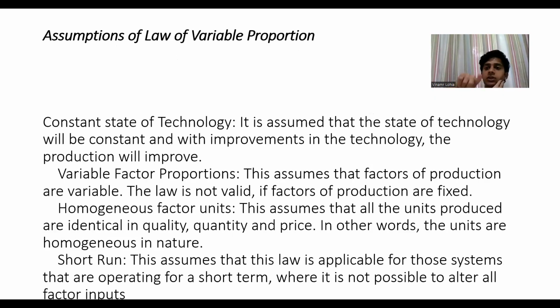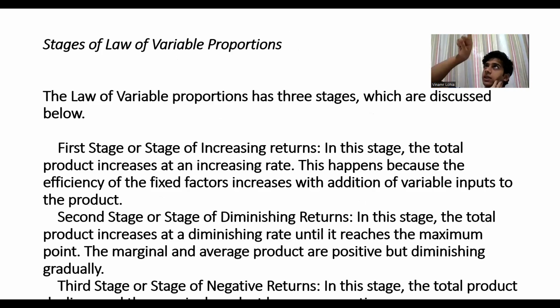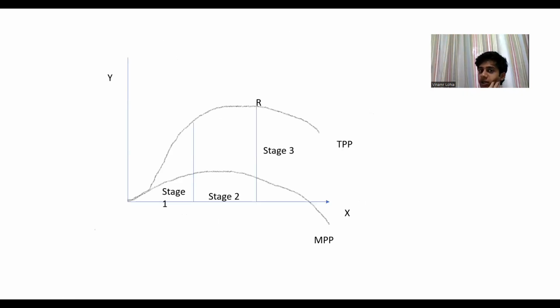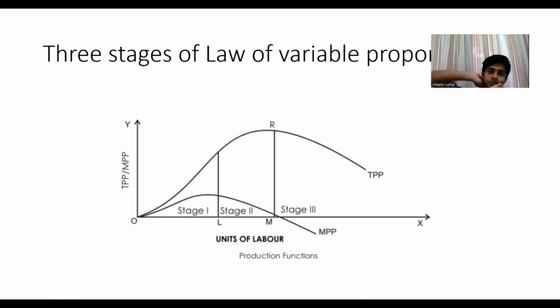So the graph is like this, right? Upwards and then plateaus and then declines. So these are the 3 stages of the law of variable proportion. Total productivity increases in the first stage and reaches the maximum level in the second stage at R. And at the third stage, it decreases with an increase in the factor of production.